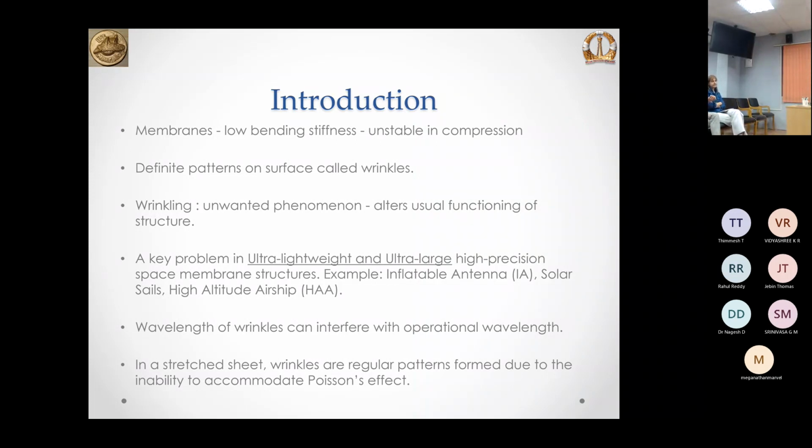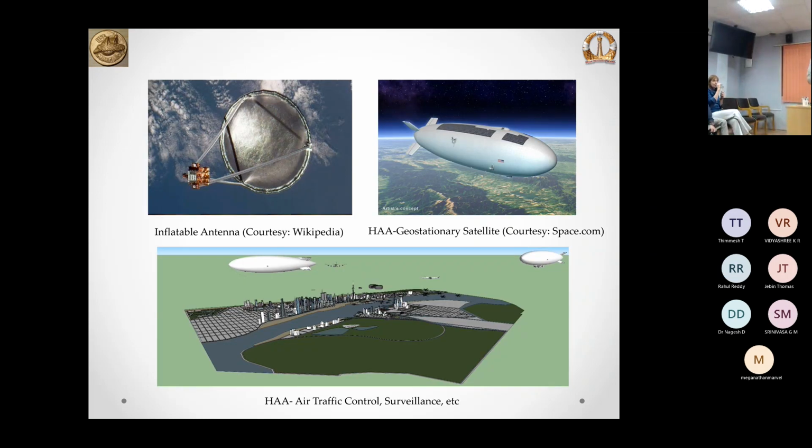These wavelengths of wrinkles can interfere with the operational wavelengths of the electromagnetic waves. Now, when we stretch a sheet, wrinkles form a regular pattern. That is because of the inability to accommodate the Poisson effect coming in the transverse direction. This is an inflatable antenna figure, and this is a high altitude airship.